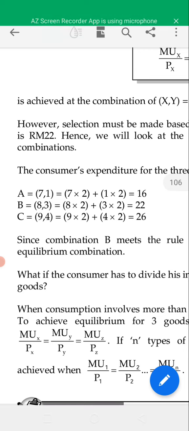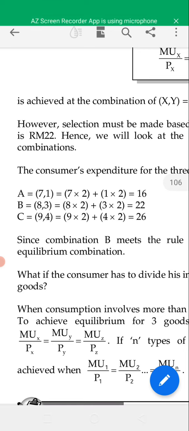That 7 there is representing the quantity of x, and 2 there is the price of x, plus what is our 1? Our 1 there is our y, isn't it? So y times the 2 there is the price of y. When you do that simple mathematics, it's equal to 16, meaning bundle A is out. It's not a maximizing bundle. Okay, let us go to bundle B.